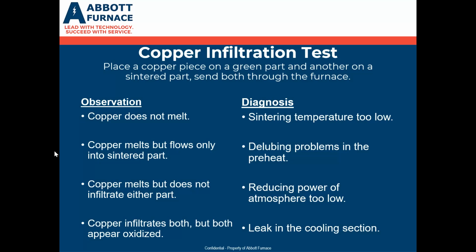And if the copper melts and it doesn't go into either part, if it just runs over and you get 2 gobs of copper and 2 silver parts that come out of the furnace, then we have an issue with the reduction power of the atmosphere, not enough hydrogen. It's either not in the atmosphere to begin with, or it's being lost to an air leak or something happening in there. And then if the copper infiltrates into both parts, but both parts are oxidized, then we have a water leak, because the water will affect and oxidize the copper.